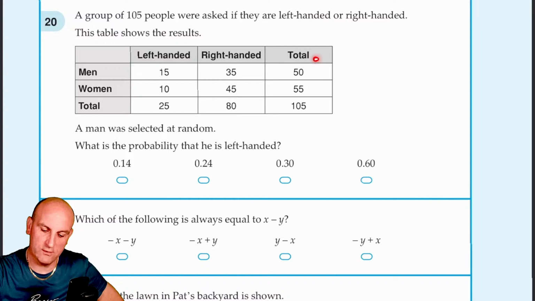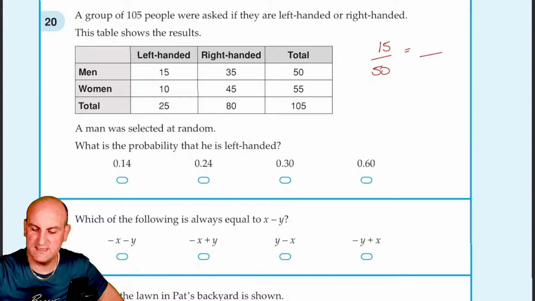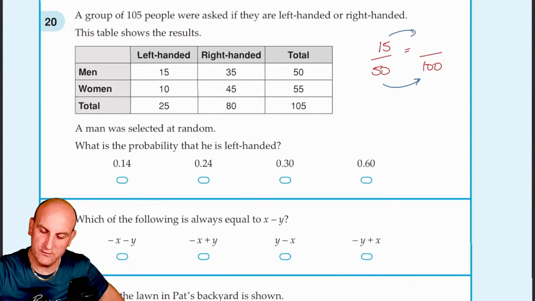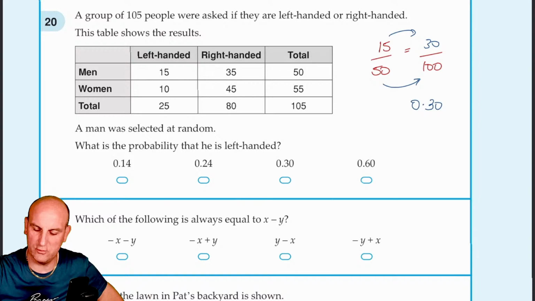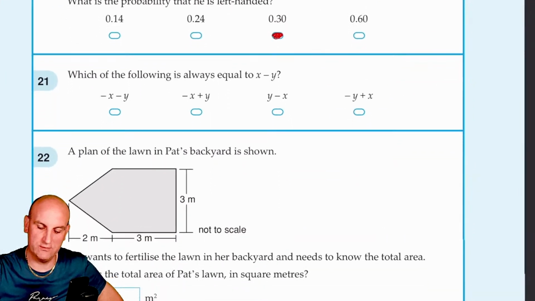So what have we got here? There are 50 men. And what is the probability he's left-handed? We've got 15 out of 50. I want to turn that into a percentage, so the best thing I can do is make that out of 100. Times that by 2, which gives me 30 over 100, which as a decimal is 0.30. So that was testing your probability, your fractions, and whatever else you got there. So let's say 20 is 0.3.